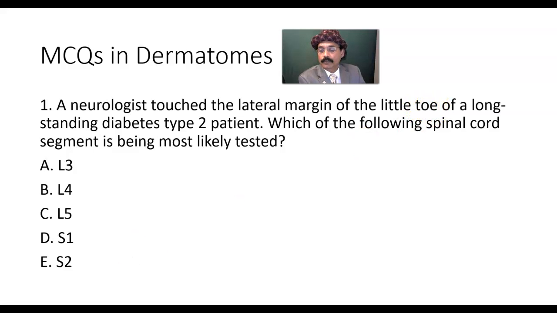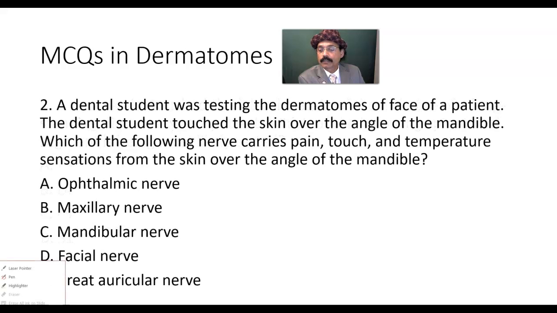Okay, let's go to the second question. A dental student was testing the dermatome of the face of a patient. The dental student touched the skin over the angle of the mandible. Which of the following nerves carries pain, touch, and temperature sensations from the skin over the angle of the mandible? Ophthalmic nerve, maxillary nerve, mandibular nerve, facial nerve, great auricular nerve. Pick the right choice.